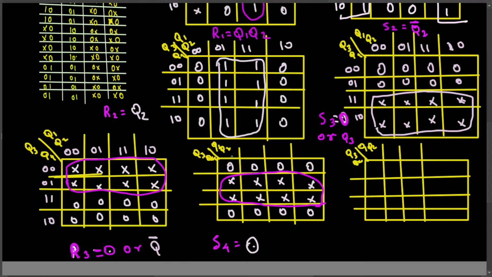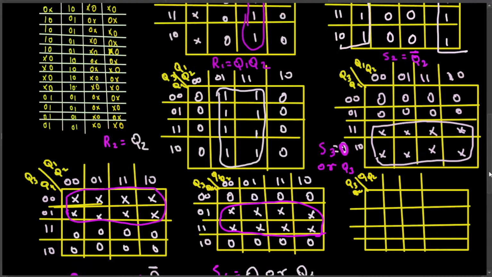Let's label the K-map. This is 0 0, 0 1, 1 1, 1 0 on each axis. If I connect all these don't cares as 1, what's changing and what's not changing? Q1 is changing, eliminated. Q2 is changing, eliminated. Q3 is 0 1, changing, eliminated. Q4 remains as it is. So this is 0 or Q4. Let's look at the last one.